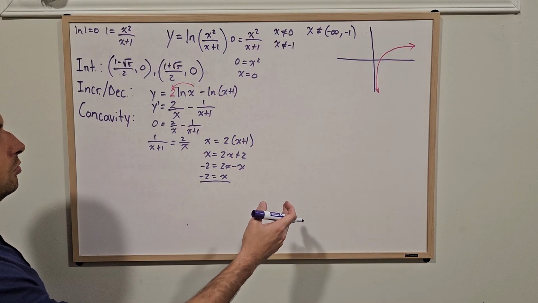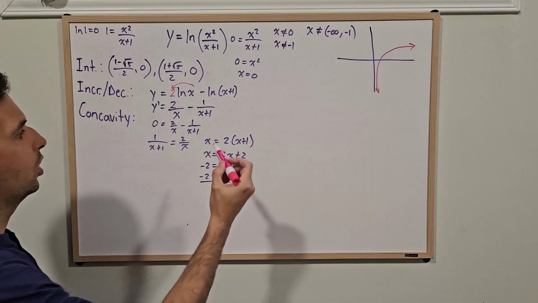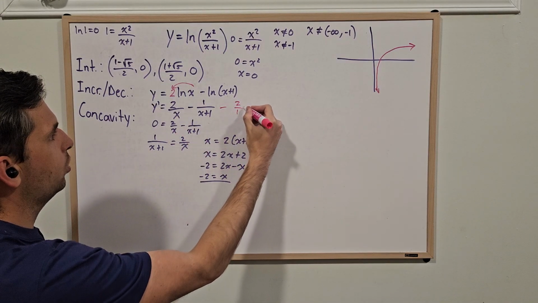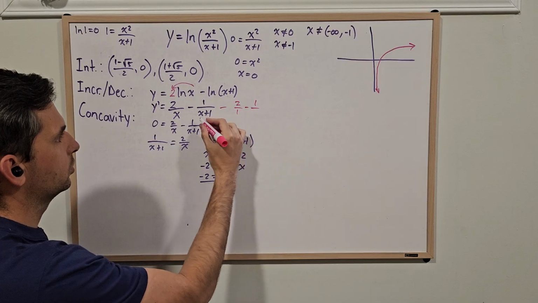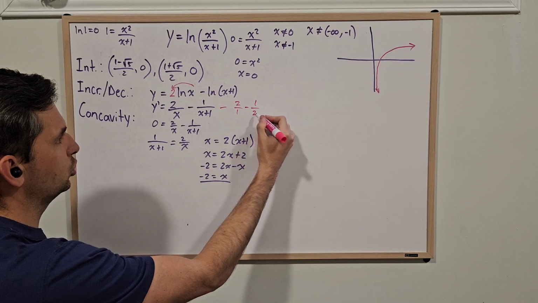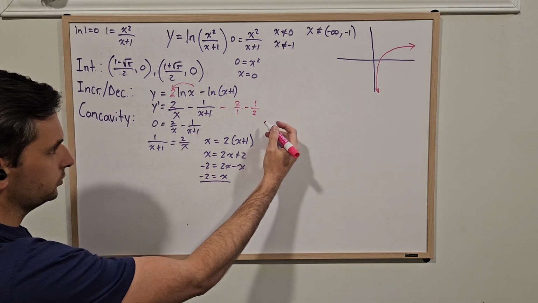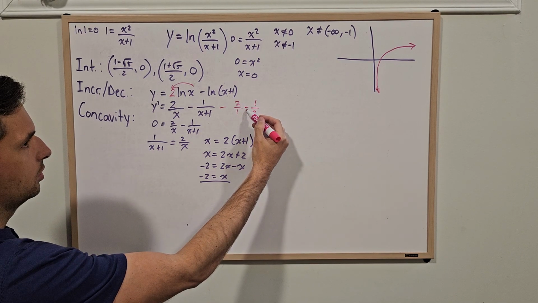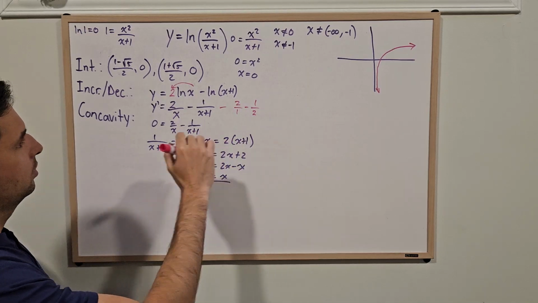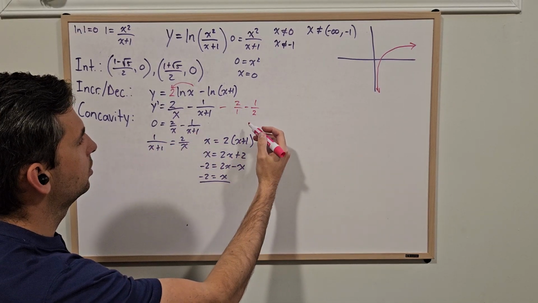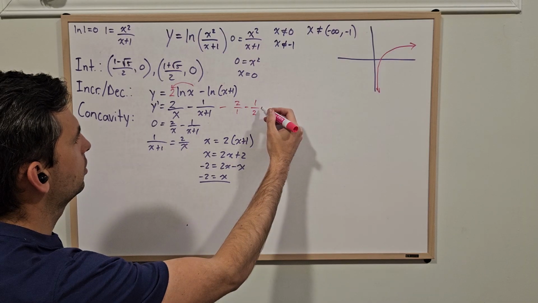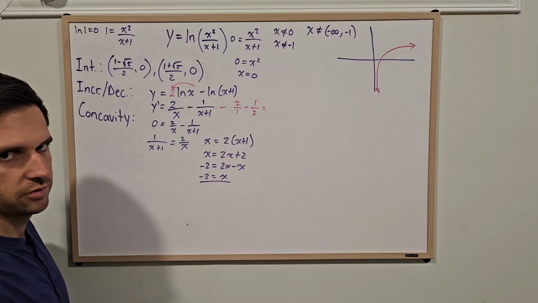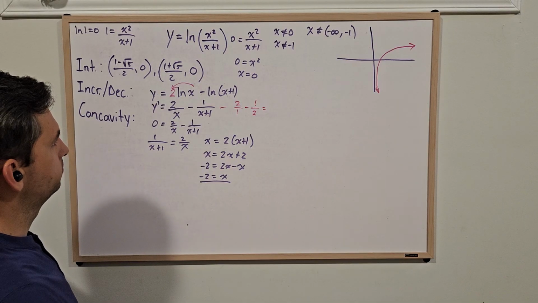So if I just plug in 1, let's say, up here, okay? So I'm going to go 2 over 1 minus 1 over 1 plus 1, which is 2, right? So we're going to have 2 minus a half, which is going to give us a positive number.